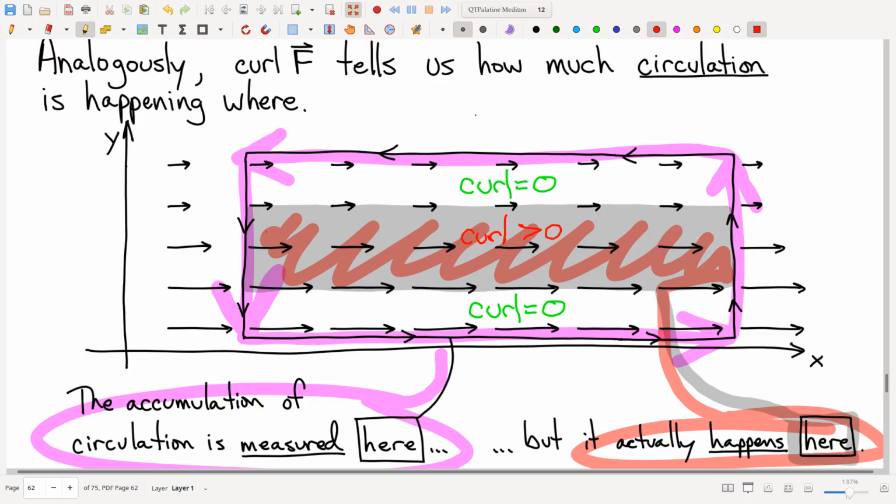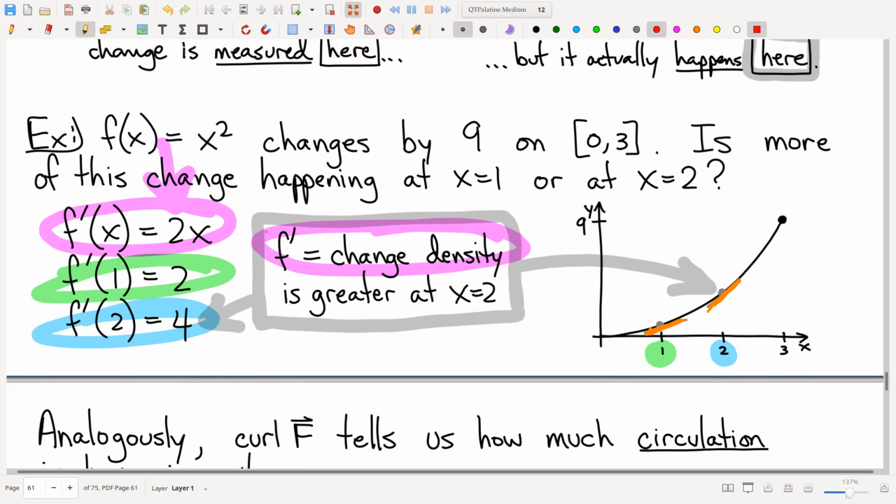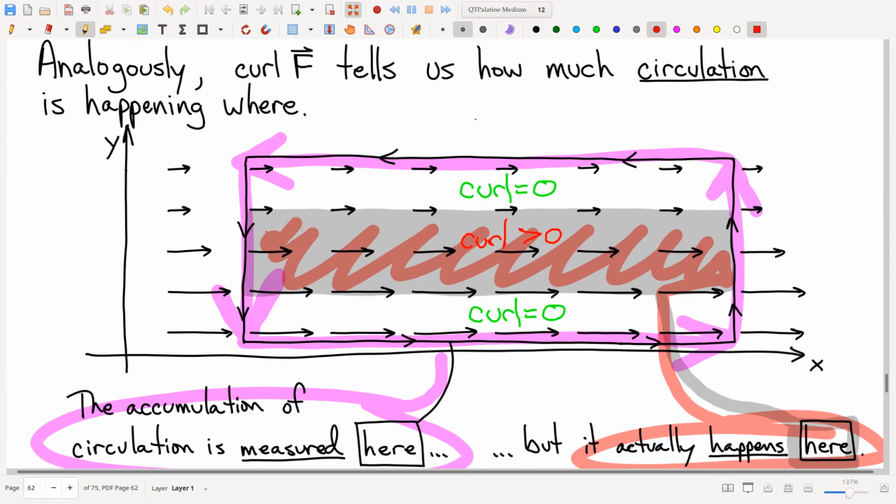That's where stuff is rotating. All the rotation that we measure around this outer boundary is really a consequence of what's happening in this gray region. It's a consequence of what's happening where the curl is positive. The curl is pointing explicitly to where that circulation is actually coming from, in exactly the same way that the derivative here is pointing to where all the change is coming from. Different accumulating quantity, different density, different geometry. Same basic ideas. So, all right with that?